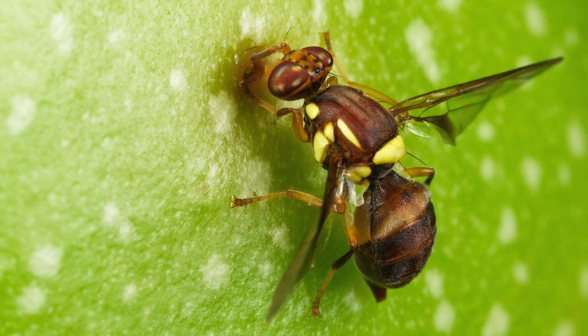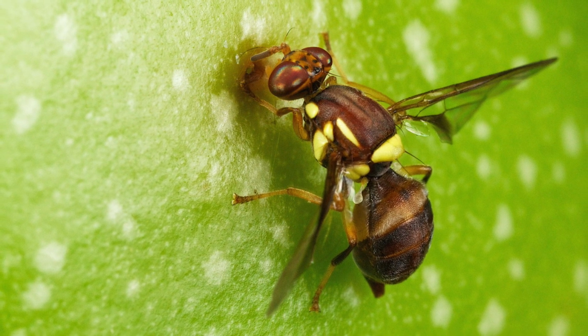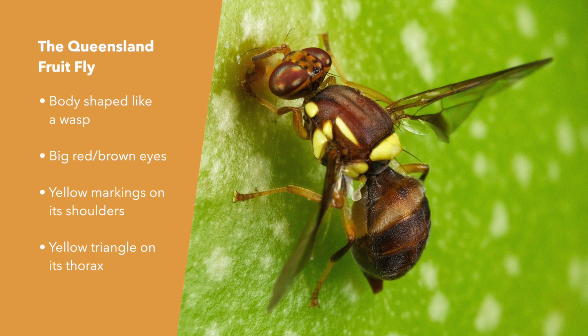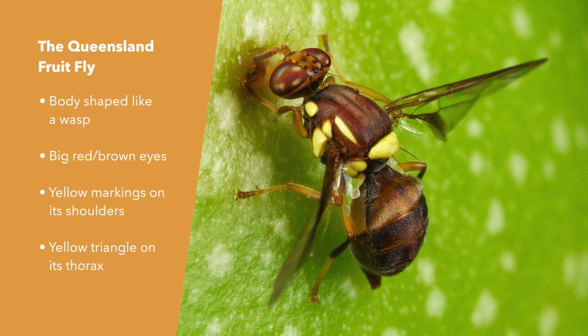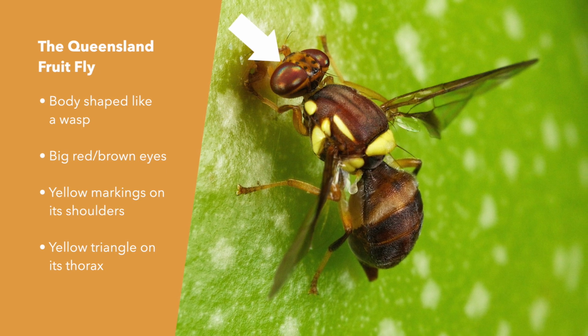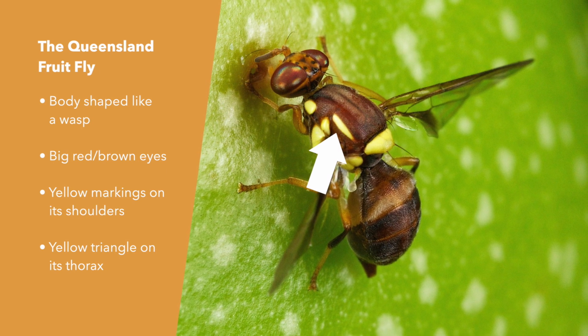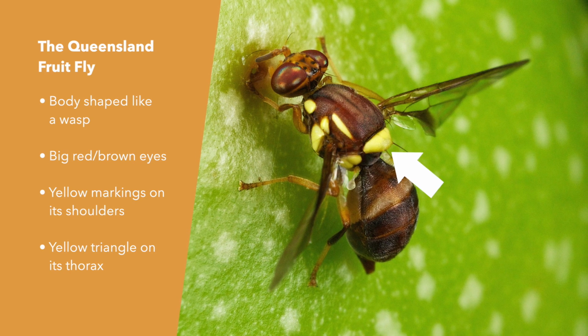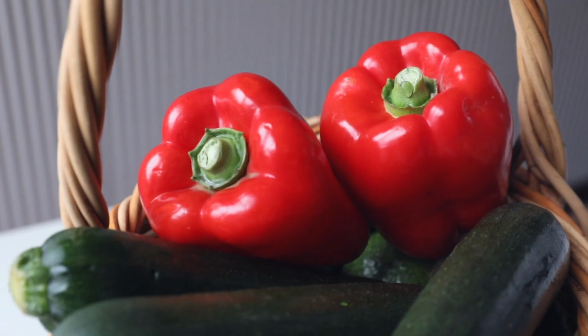So what is the Queensland fruit fly? Well, it's a really small fly that attacks a wide range of fruits and vegetables. Queensland fruit fly have some markings on their body which helps us to identify them. They have a body that's shaped a little bit like a wasp and have big reddish brown eyes. They also have yellow markings on their shoulders as well as a yellow triangle on the base of their thorax. Even though it's called a fruit fly, it actually likes to lay its eggs in lots of the veggies that we love to eat too.